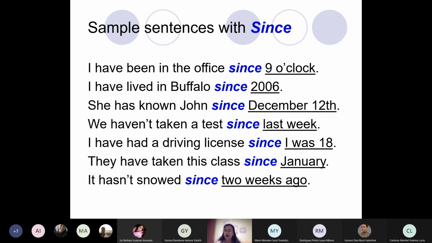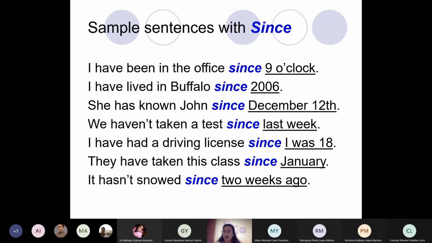Continue. Next one. Angie Perdomo. Yes, teacher. We haven't taken a test since last week. Last week. Yes. Taken is the past participle of the verb to take. Take, the past tense is took, but the past participle, taken. Negative sentence. Very good. We haven't taken.